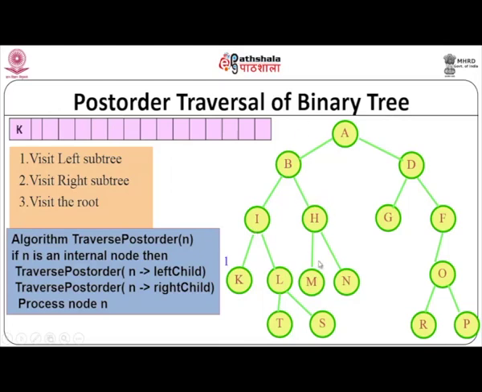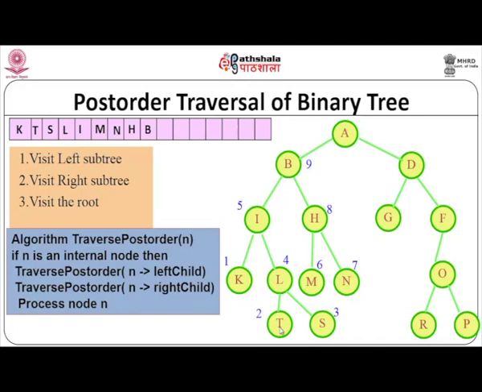So, I process K, then I have to process this L, but for that I have to process T and S, then process L. Now, I finish the left and right subtree of I. So, I process I. Then I should not process B yet, I should process the right subtree. So, I finish M, I finish N, I process this, then I process B. So, I finish the left subtree.